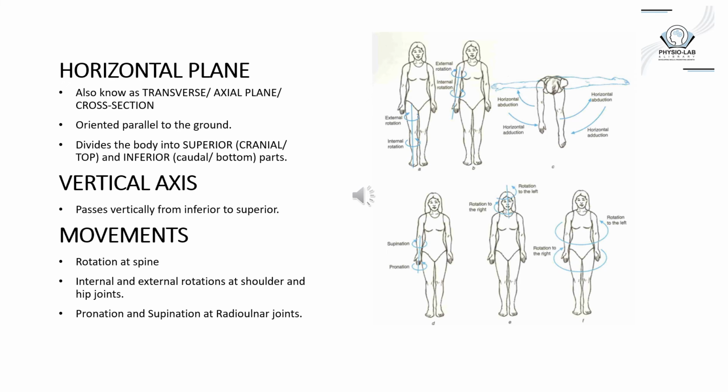The movements in the horizontal plane occur around vertical axis of rotation, which passes vertically from inferior to superior. The movements in the horizontal plane around the vertical axis of movement are rotation at spine, internal and external rotations at shoulder and hip joints, and pronation and supination at radioulnar joints.